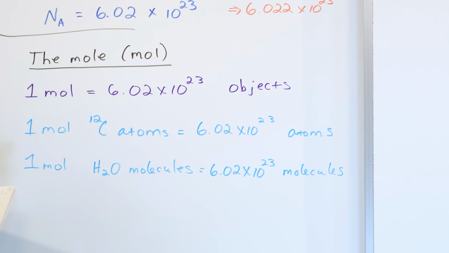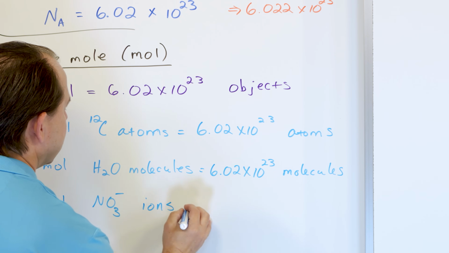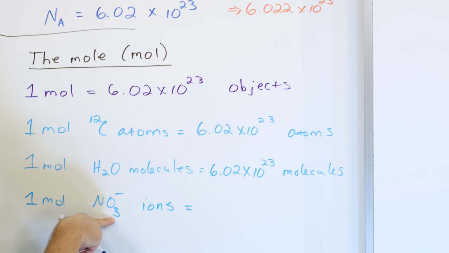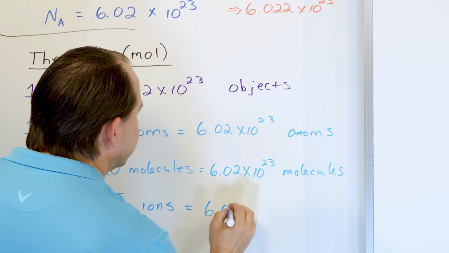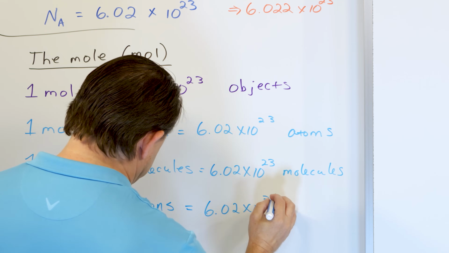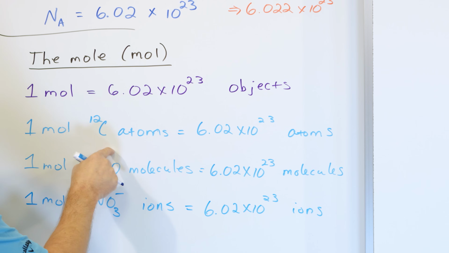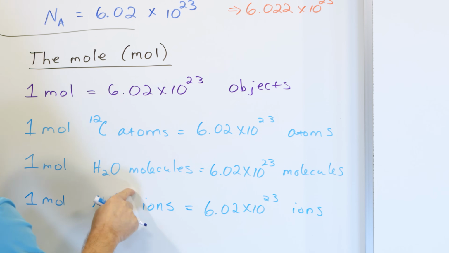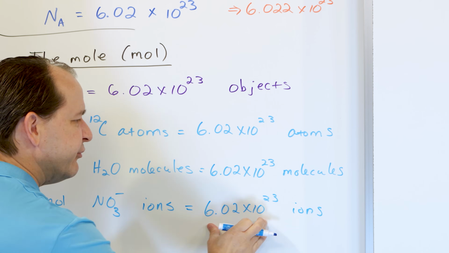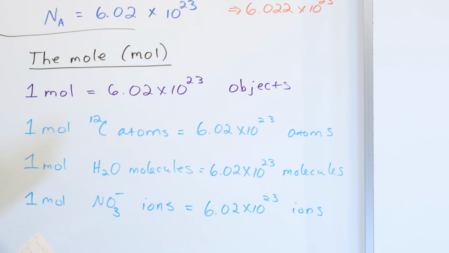One more example. 1 mole of, instead of a molecule, NO3 ion. This is a polyatomic ion, right? So 1 nitrogen, 3 oxygens, where the overall thing has a charge of -1. But I'm talking about 1 mole of this entire thing here. So how many do I have? 6.02 times 10 to the 23rd, what? Ions, which is a grouping of these things. Just like the water is a grouping of these things, the polyatomic ion is a grouping of these things. I have this many, which is a huge number of them when I have 1 mole of them.